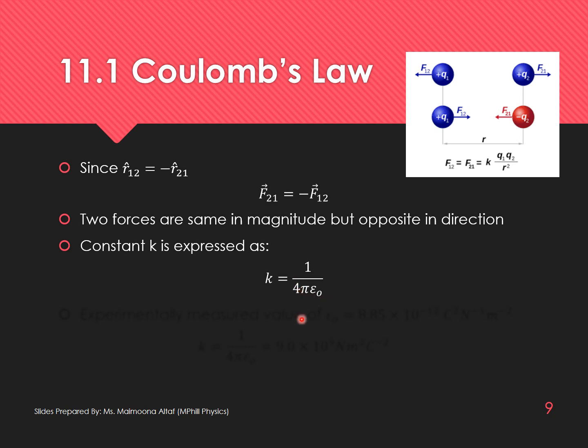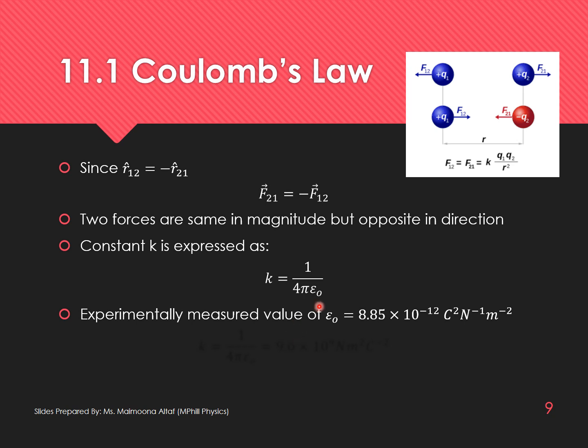The experimentally measured value of epsilon naught is 8.85 cross 10 to the power minus 12 Coulomb square per Newton per meter square. Substituting this value in the equation of the constant K, we get its value, which comes out to be 9 cross 10 to the power 9 Newton meter square per Coulomb square. And epsilon naught is the permittivity of free space.